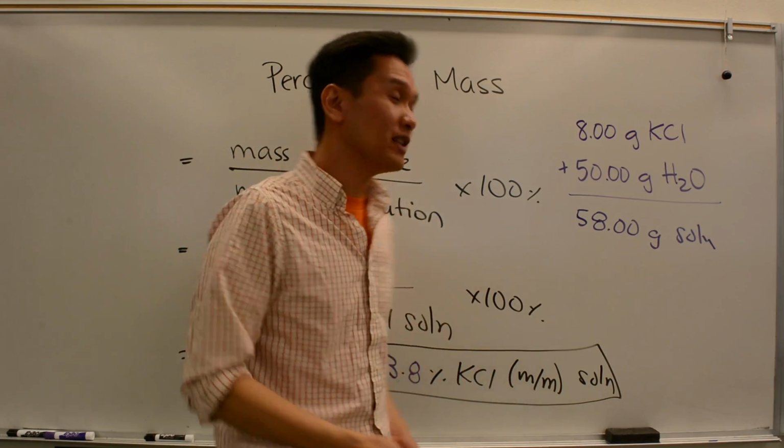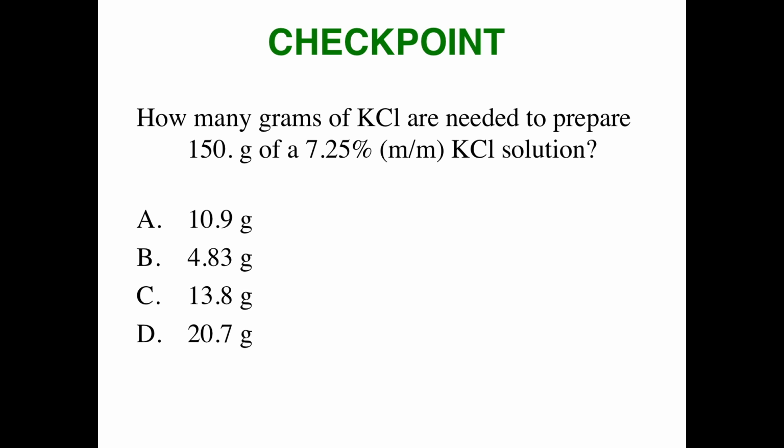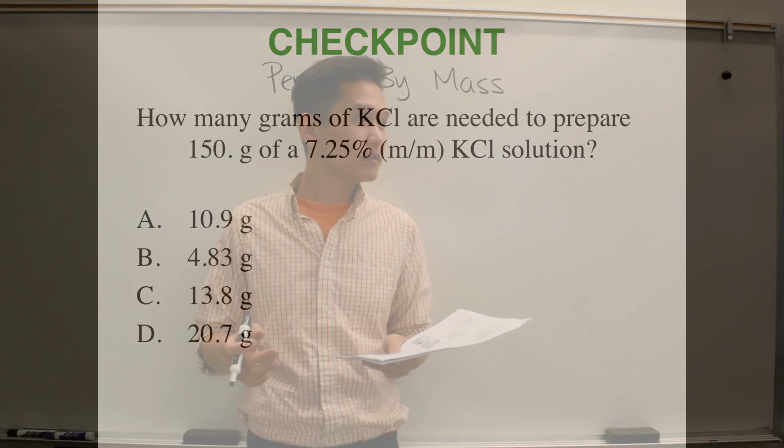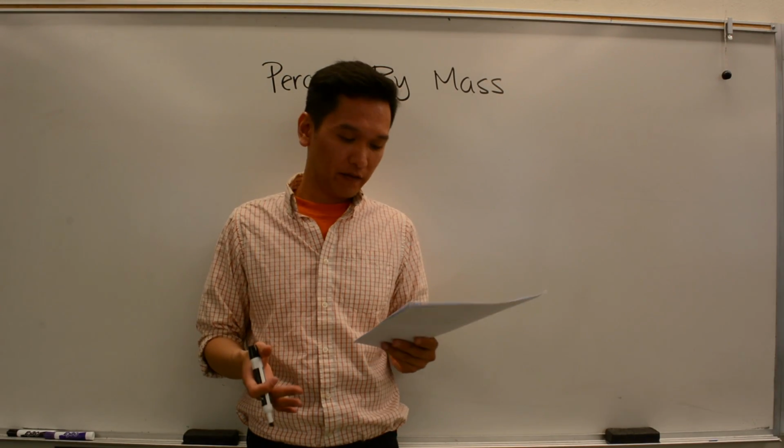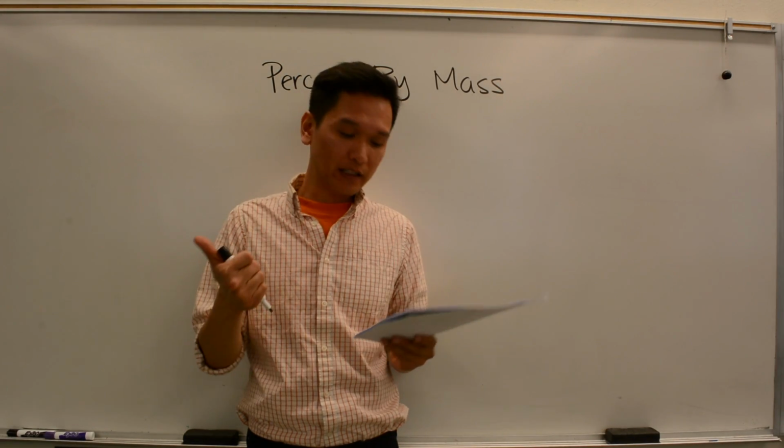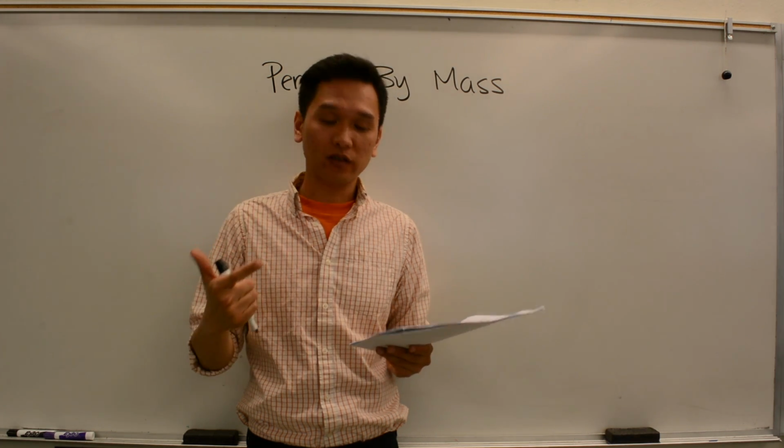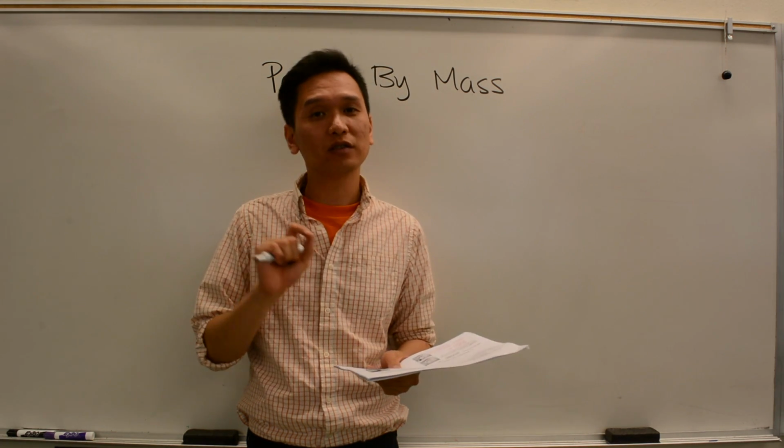So let's do a checkpoint now. The checkpoint reads, how many grams of KCl are needed to prepare 150 grams of a 7.25% mass over mass KCl solution? So in this problem, what is given to us? We know that we have the percentage, and we know we have the mass of the solution, and we need to know the mass of the solute.